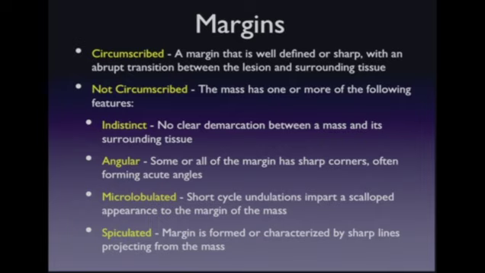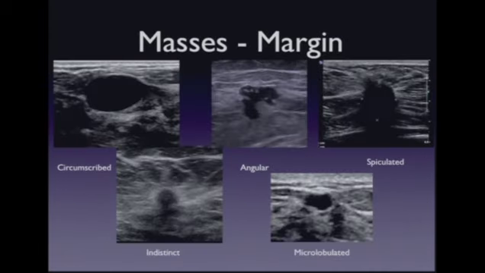Angular, some or all of the margins have sharp corners, often forming acute angles. It can be microlobulated, where there are short-cycle undulations imparting a scalloped appearance to the margin of the mass, or it can be spiculated, where the mass is characterized by sharp lines projecting from it. And here we have examples of all of these.